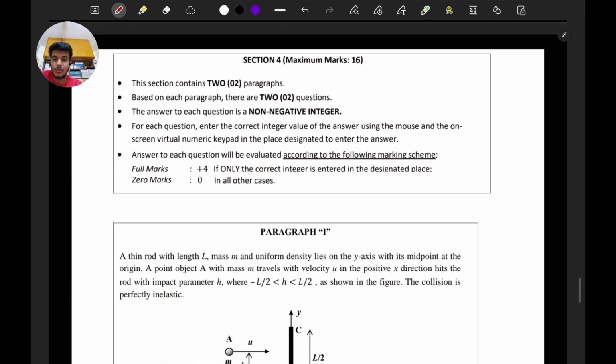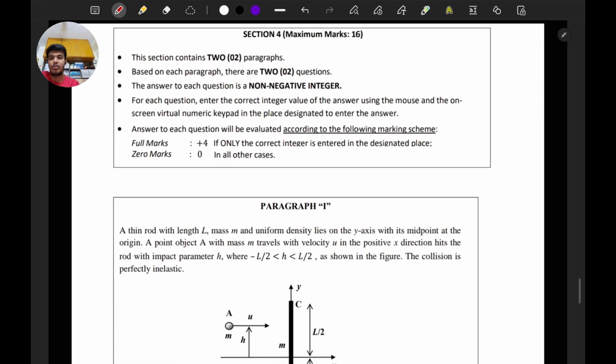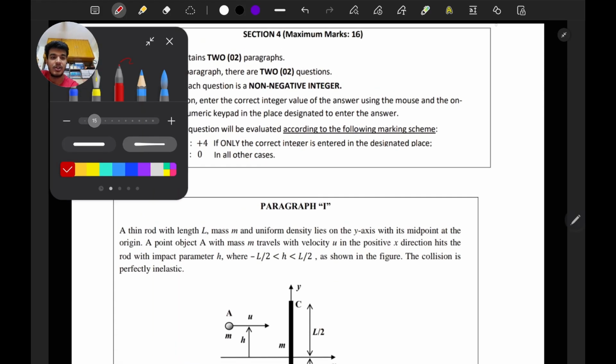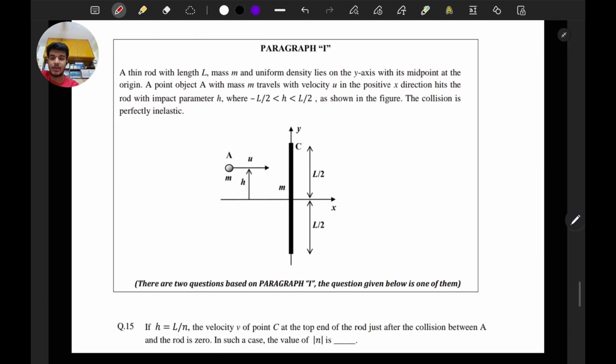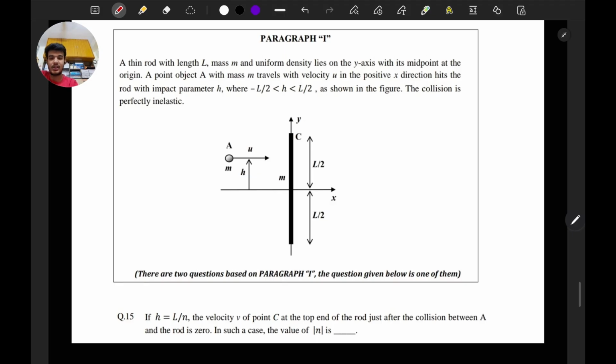Okay. Now let's move to the next section, or it's the last section of this paper. That is section 4, which has non-negative integer type questions. The instructions are very clear. There are two paragraph-like questions. In each paragraph there are two questions, and the marking scheme is +4 and 0. Okay, so let's move on to the first paragraph, which has the entire diagram here.